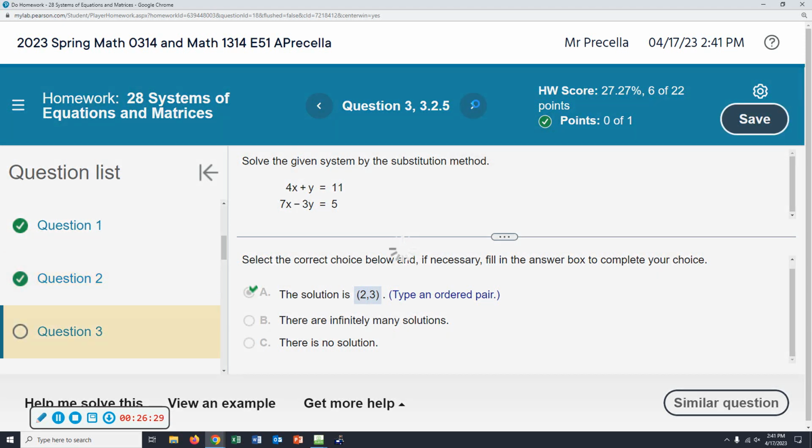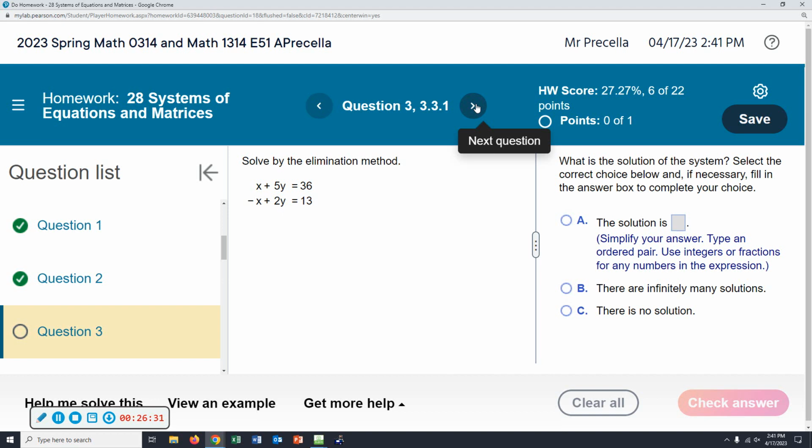Well, here's another method that we could use, something called elimination. With the elimination method, you need to have the variables, the like terms, lined up. So we have the equation x plus 5y.